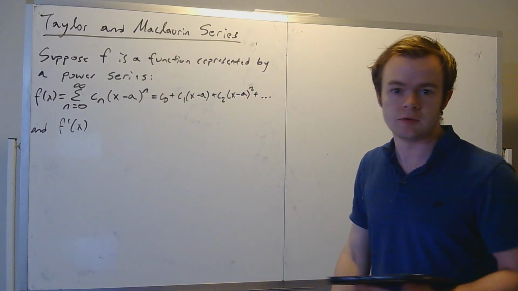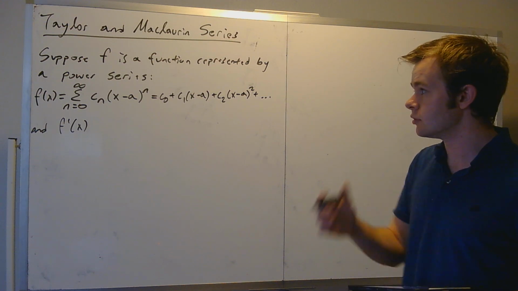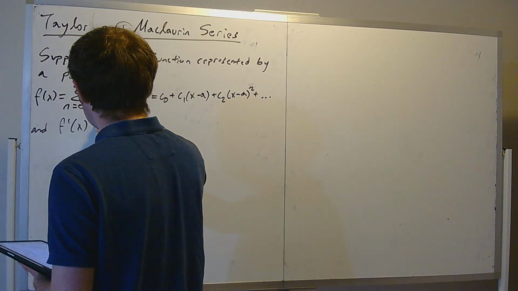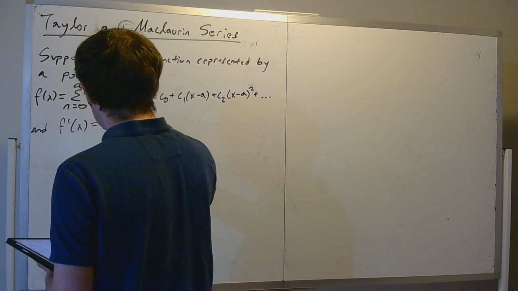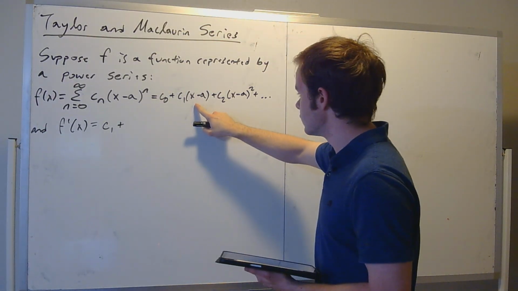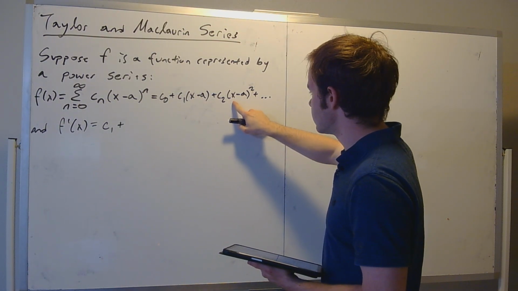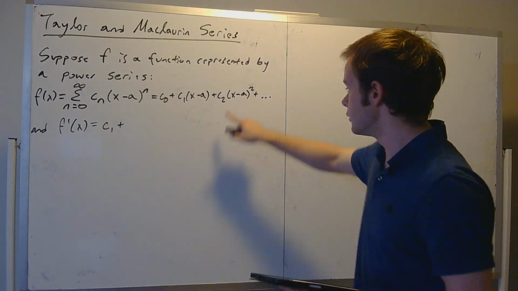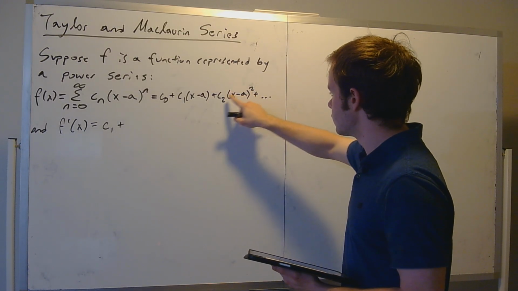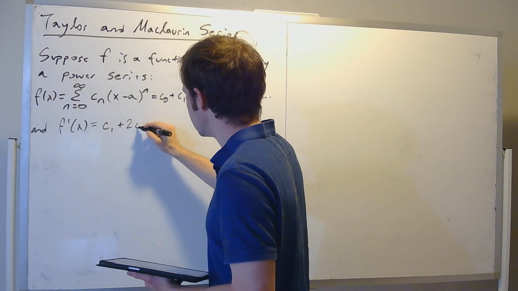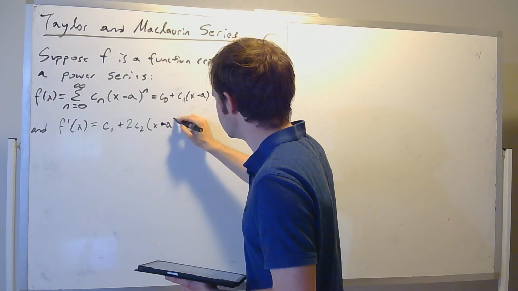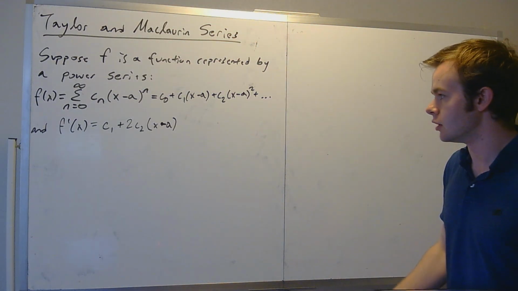So let's say we wanted to take the derivative of this thing. Then what we learned earlier is that we can just take the derivative of each term. So if we take the derivative of each term, we're going to get C1 plus, if you now, so take the derivative of a constant, that goes away. Take the derivative of this term, you just get C1. Take the derivative of this term, again, you're having to use the chain rule, but the derivative of the inside function is just 1. So if you take the derivative of this, you would pull out the 2, so you get 2 times C2 times this inside function, x minus a to the power of 1. Right? And then you just keep going.